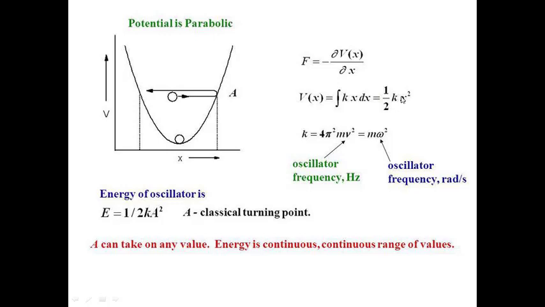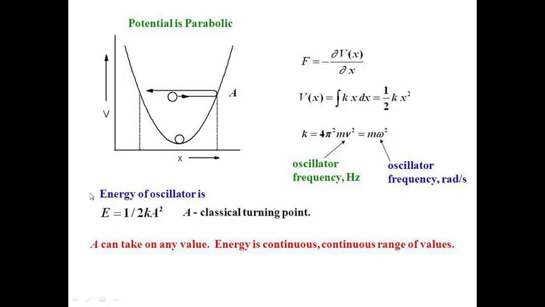Here k represents the spring constant, which has a value of 4 pi square m nu square. We already know omega equals 2 pi nu, so 4 pi square nu square can be written as 2 pi nu square, which is omega square. So the spring constant k will be written as m into omega square. Here nu is the oscillator frequency in hertz, whereas omega is the oscillator frequency in radians per second.